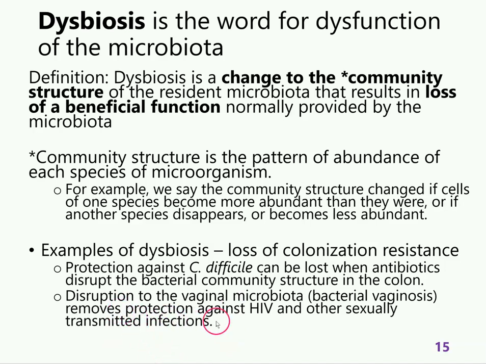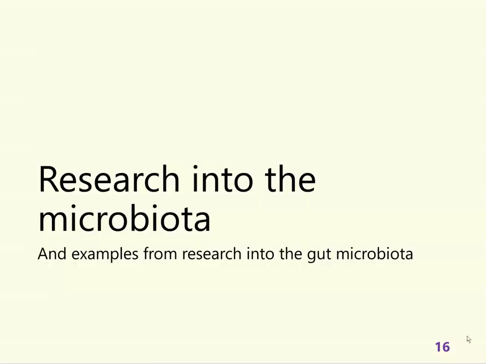And then the vaginal microbiota protects women from certain STIs and decreases the chance of getting HIV or the human papillomavirus. Bacterial vaginosis is a condition where the community structure of the vaginal microbiota is altered, and it doesn't give the same protection against those sexually transmitted infections. So in the next video, we will look into research into the microbiota.